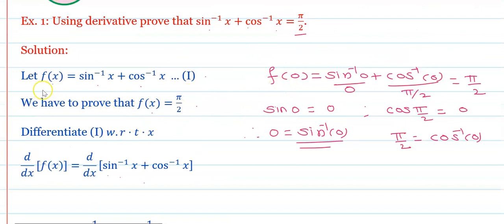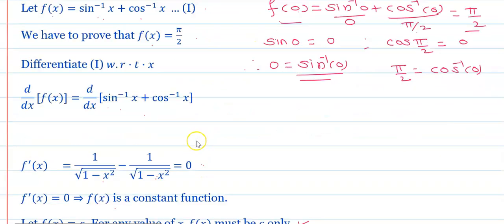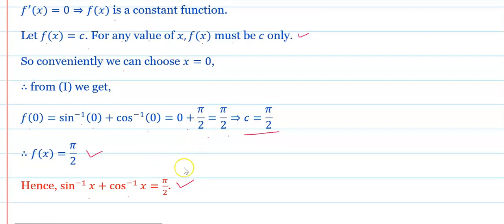Therefore, our function f of x is equal to sin inverse of x plus cos inverse of x. Replace x by 0. Then we find sin inverse of 0 is 0, cos inverse of 0 is pi by 2, and hence f of 0 is equal to pi by 2. It was a constant. म्हणजे तो कसा होता? Constant होता. म्हणून त्याचा derivative काय तर 0 आहे. And hence sin inverse of x plus cos inverse of x is equal to pi by 2.